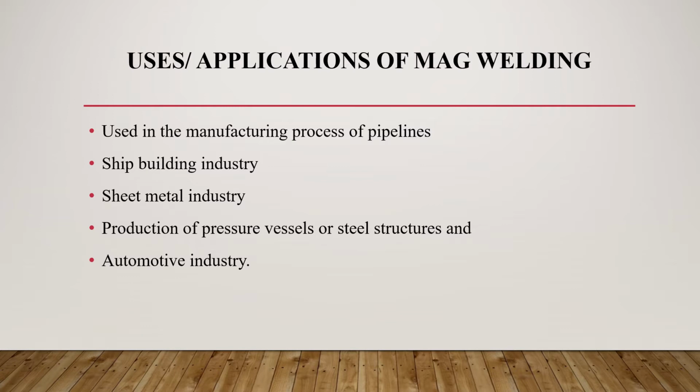Number two, in the shipbuilding industry, we all know that ships have thicker bodies, or are made out of thicker materials. So for them to be properly joined, they have to employ manual welding.